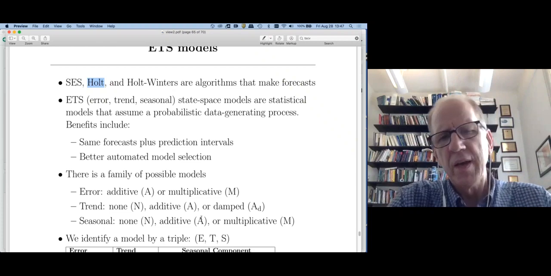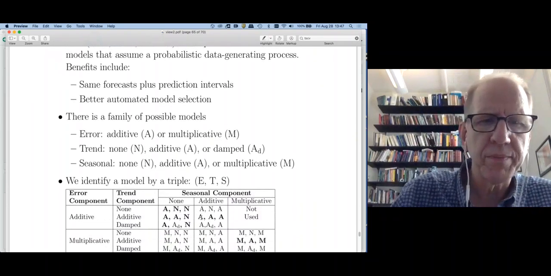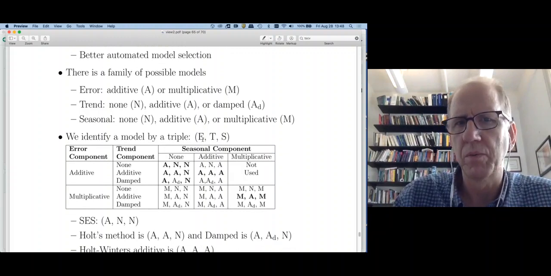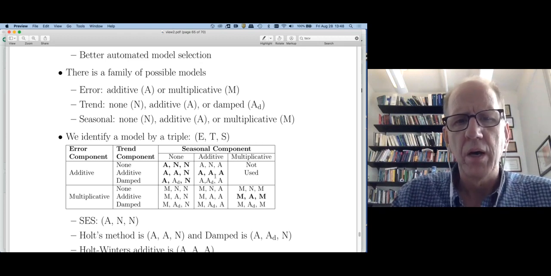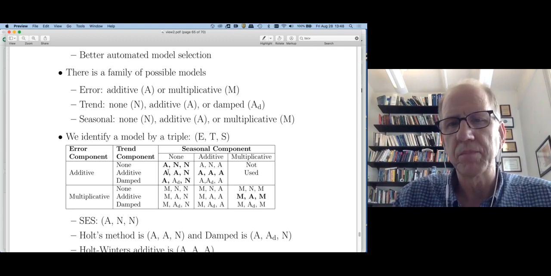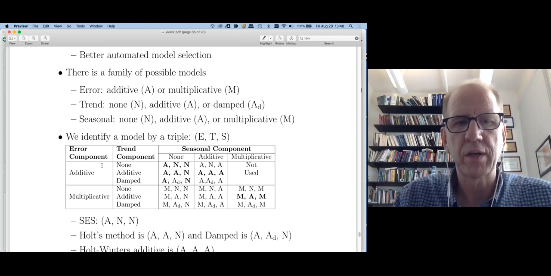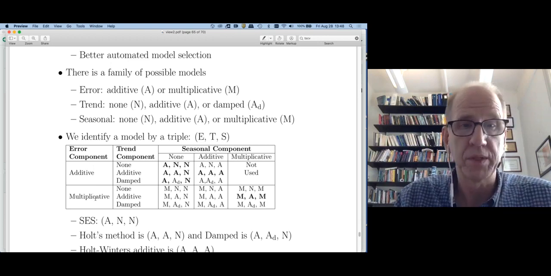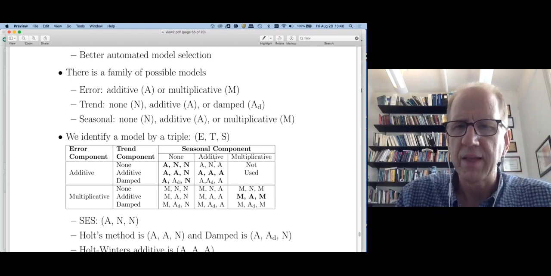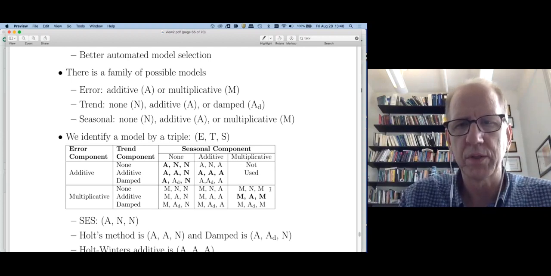Now, if we think about these models, we're going to be identifying them by a triple. What is the error component? What is the trend component? What is the seasonal component? Across all these possibilities, we end up with these 18 models. It would be 3 times 3 times 2. So you can have the error component being additive or multiplicative, times 3 trend components, times 3 seasonal components. And that would give 18 total possibilities.